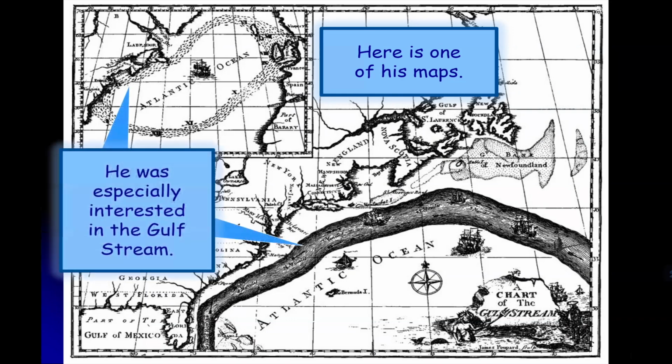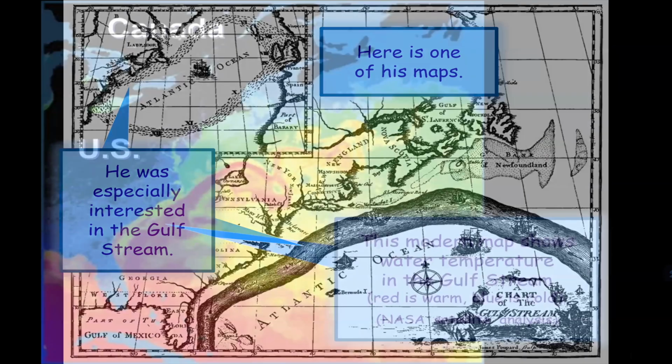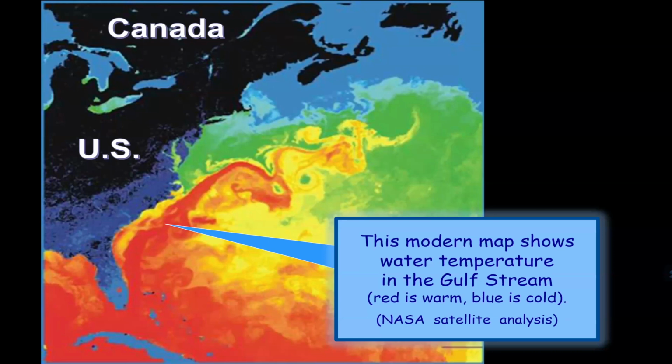And then the part he was especially interested in, that warm current coming up along the east coast called the Gulf Stream. If he would have had access to a satellite, a modern map shows the water temperatures in the Gulf Stream. And you can see that reddish warm water getting pushed northward up where it collides with the blue water off the coast of Canada, which makes for great fishing grounds.